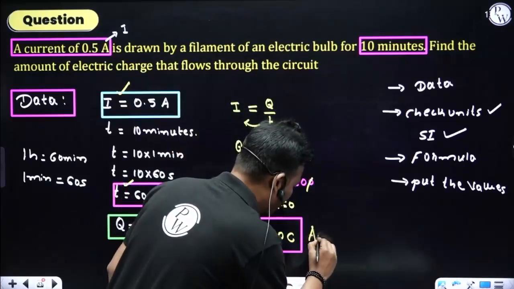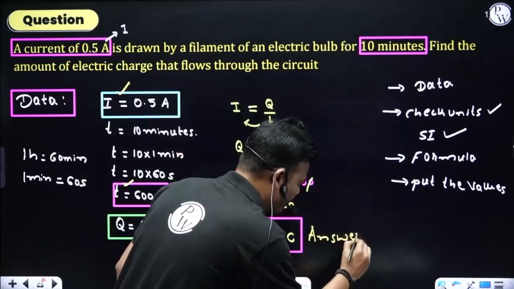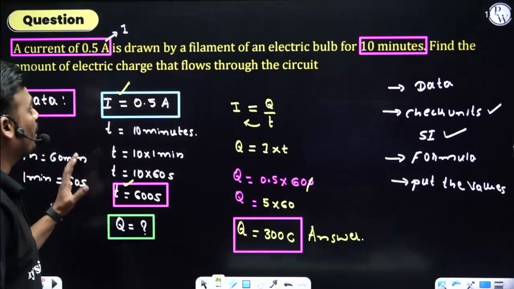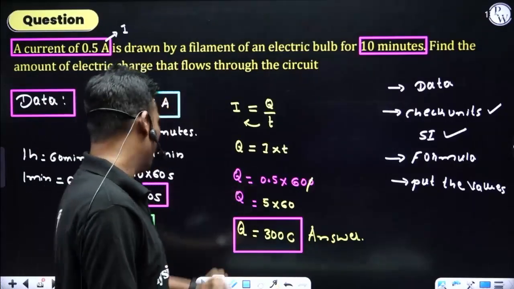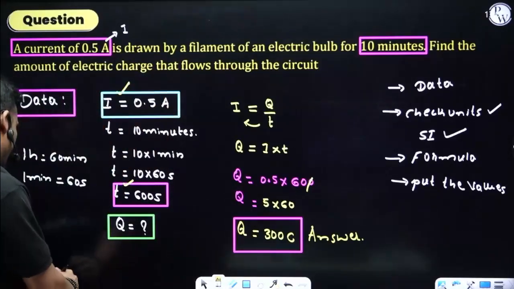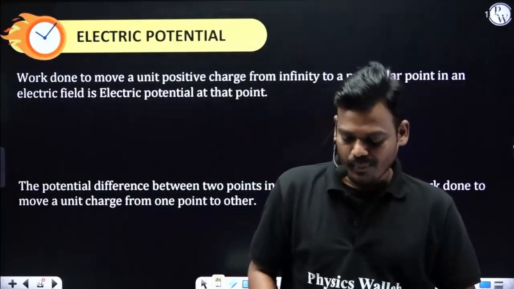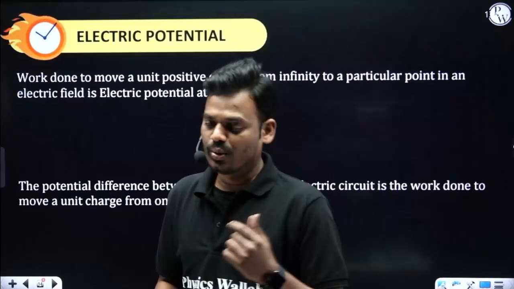So this is the answer. This is the required answer. Easy. So this is how you need to solve physics numericals. Now let's move on to the next concept, that is electric potential. After that, electrical circuit diagrams.